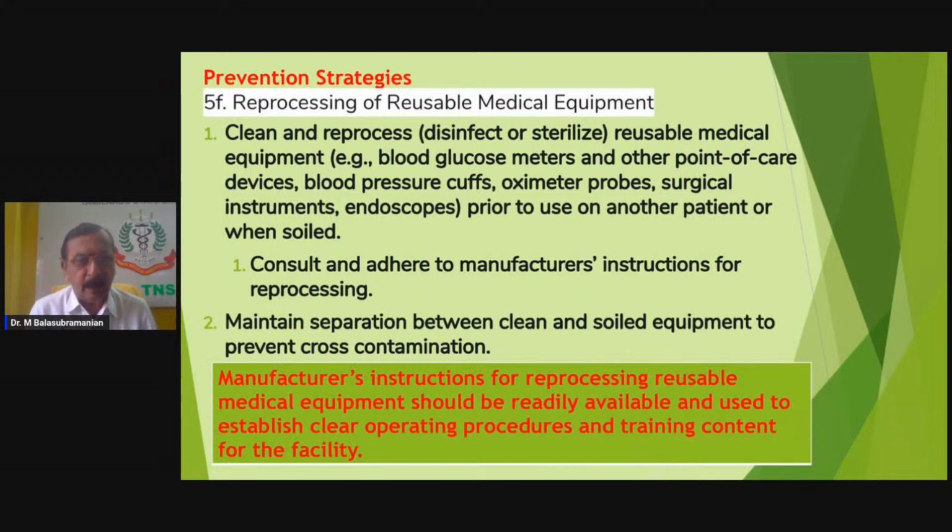Reprocessing of reusable medical equipment. Clean and reprocess, that is disinfect or sterilize, reusable medical equipment, example blood glucose meters and other point of care devices, blood pressure cuffs, oximeter probes, surgical instruments, endoscopes, prior to use on another patient or when soiled. Consult and adhere to manufacturer instructions for reprocessing. Maintain separation between clean and soiled equipment to prevent cross infection. So, manufacturer instructions for reprocessing reusable medical equipment should be readily available and used to establish clear operating procedures and training content of the profession.